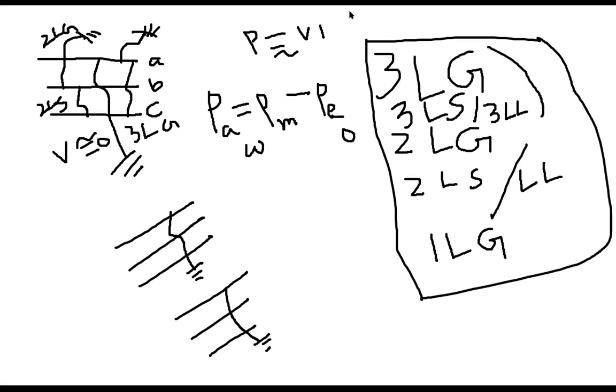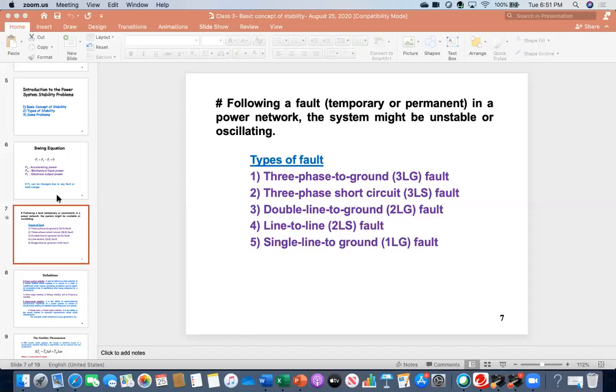Okay, so now moving forward, I think we can go a little bit more. So you see this slide, here are the types of fault. I have written the full meaning: 3LG, 3-phase to ground; 3LS, 3-phase short circuit; double line to ground fault; line to line fault; single line to ground fault. Yes. Someone is talking? Could you mute your phone?